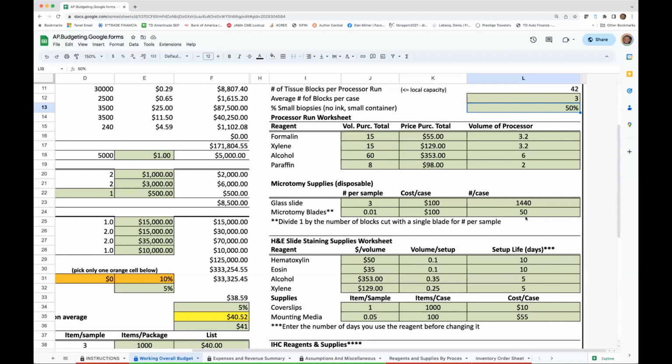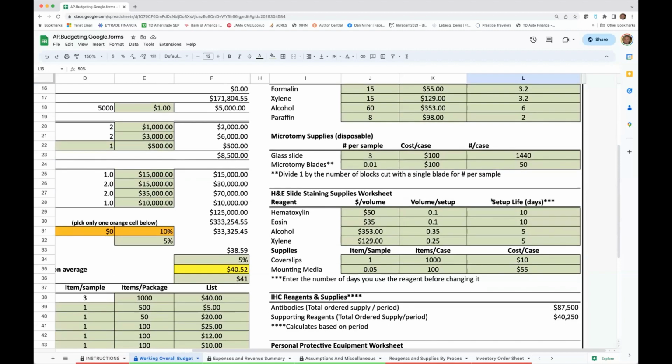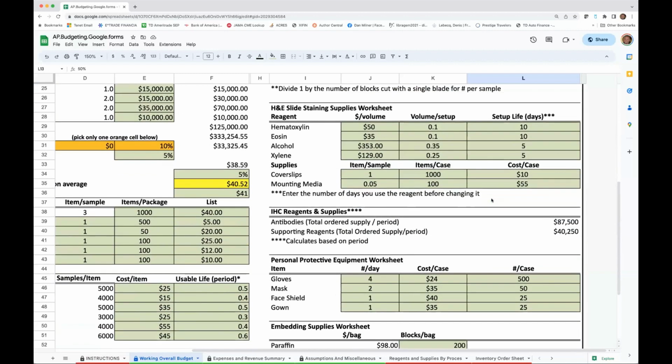And then we have our volume of processor, right? So in this model, what we need to know is how much do you put in the processor when you fill it? And then we'll talk about a little bit later how you make the changes. So a standard processor uses about 3.2 liters of formalin, 3.2 liters of xylene, 6 liters of alcohol, and 2 bags basically of paraffin, right? So we put that information in. Then we have our pricing for our glass slides, our pricing for our hematoxylin and eosin, et cetera, our cover slips, we're going to put all that in.